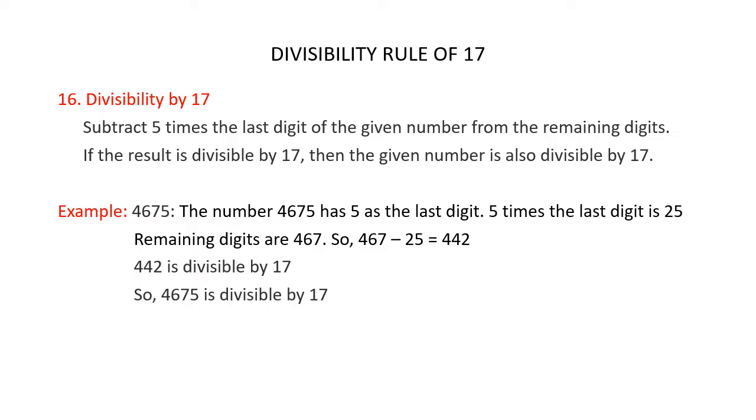Let's understand this with an example. Consider the number 4675. The number 4675 has 5 as the last digit. Multiply 5 with 5. 5 times the last digit is 25. 5 multiplied by 5 is 25. The remaining digits are 467. So 467 minus 25 is 442. 442 is divisible by 17. So the given number 4675 is also divisible by 17.